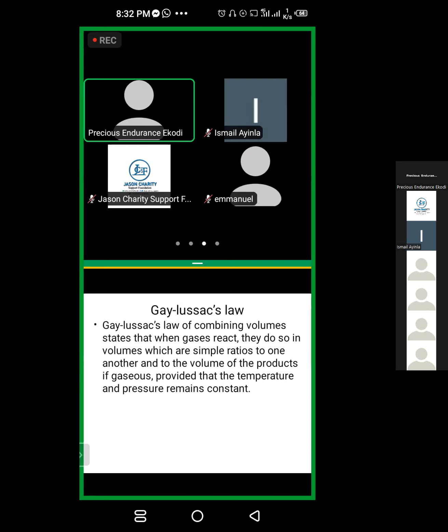Let's say nitrogen is combining with hydrogen. It will be 1 mole of nitrogen to 3 moles of hydrogen. That is just it. Simple ratios. That's what Gay-Lussac's law is talking about.